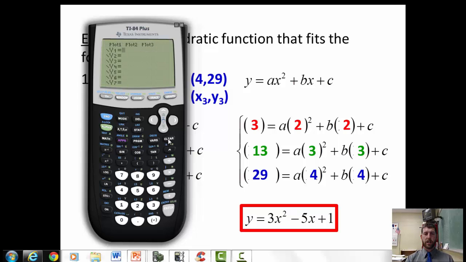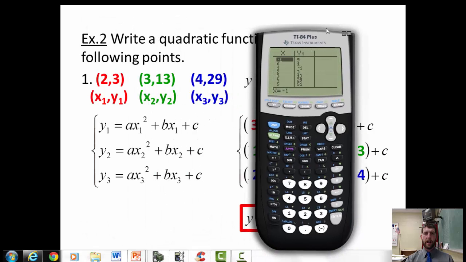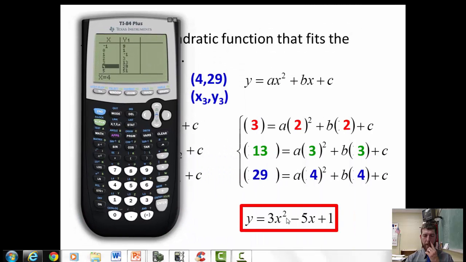If I wanted to check that, I could go into y equals and type it in. 3x squared minus 5x plus 1. And look at the table, hit second table. And you can see that at 2, x is 2, y is 3. At 3, y is 13. And at 4, we have 29. So those points all showed up in the table for this quadratic function.